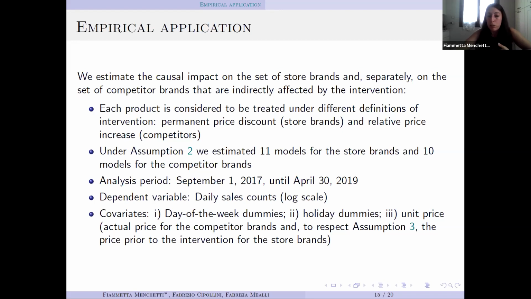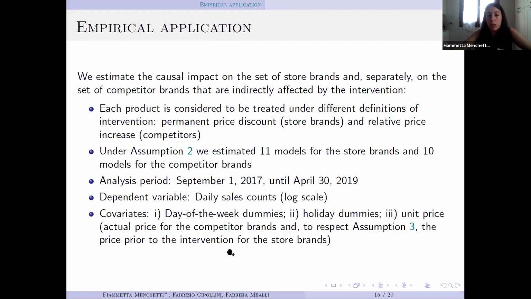So we estimated independent models on every product. We included, as I said before, some covariates, in particular week dummies and holiday dummies, and also the unit price, because you can't really model sales without including price. But price was the covariate receiving the intervention for the store brands. So we included the price that the store brands would have had in the absence of that intervention.